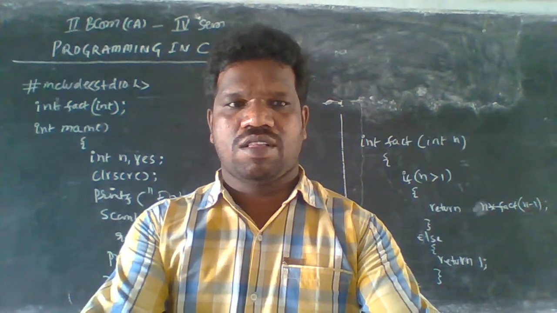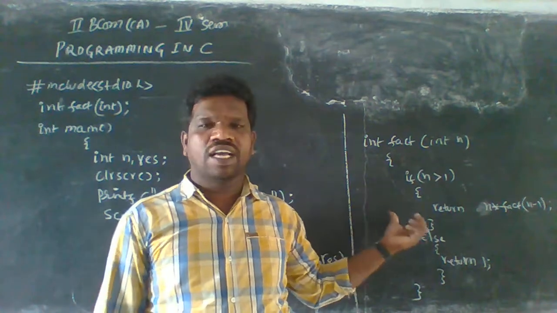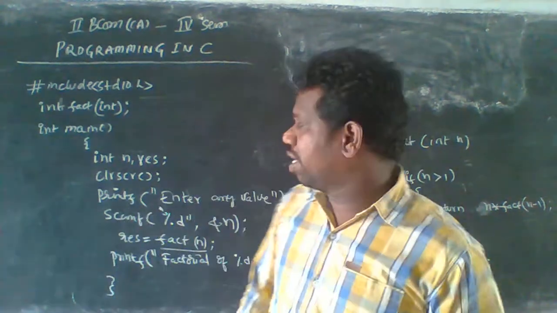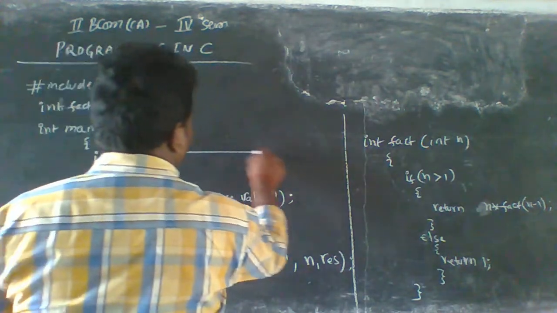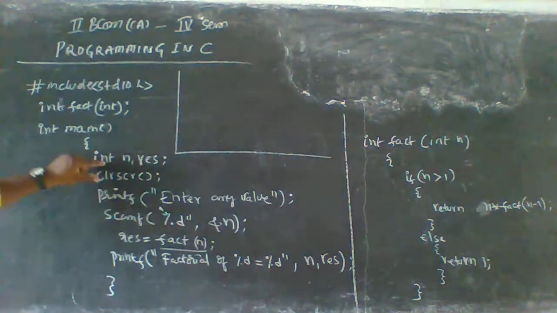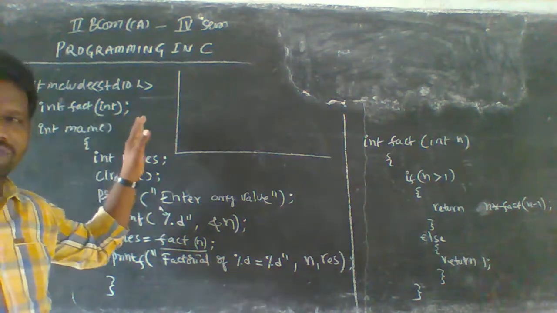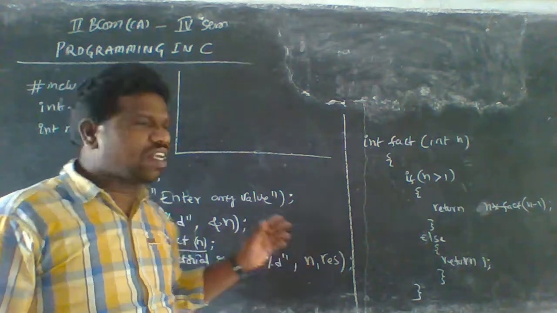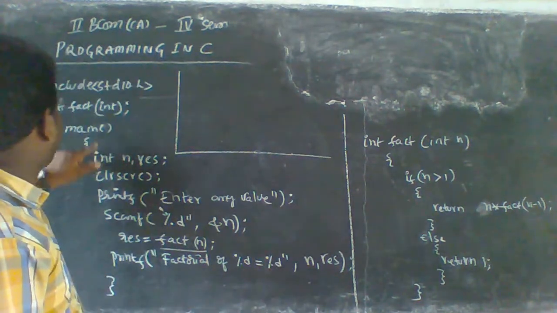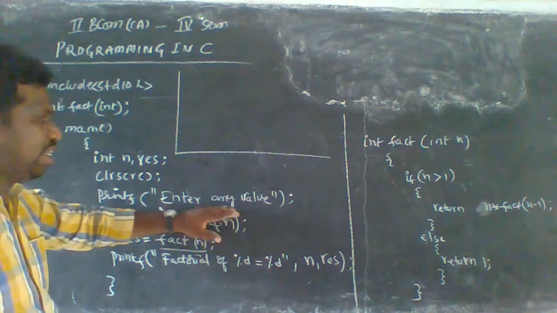Okay, so we have to see how it is going to execute the program here, and how it is going. Let me explain. int fact is the global declaration of the function. That's why this function can be accepted in the program here. Okay, so int main, and int n, res, and clrscr here, and printf "enter any value" here.